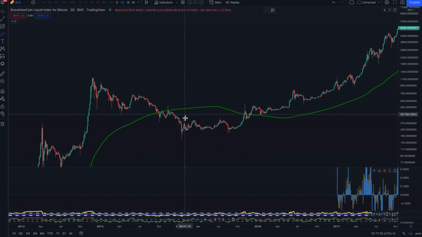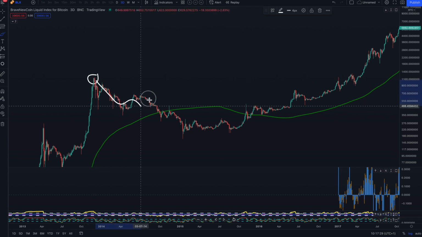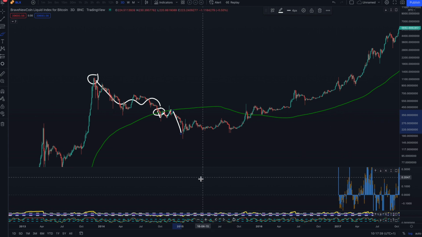There was another time when we fell below it, and this was at the end of the first cycle, the bear market that followed. We came to this and found support, and then we fell below it, back down to the downside, but we don't have the record of where the BITMEX Index was at that time.